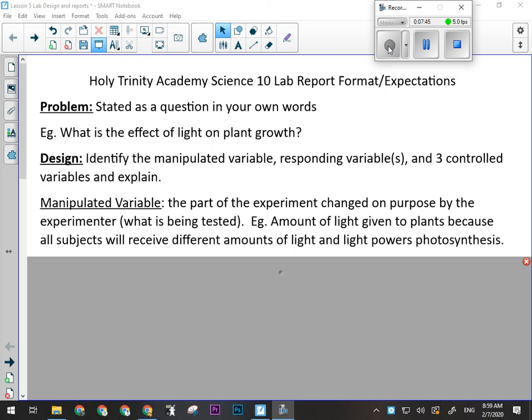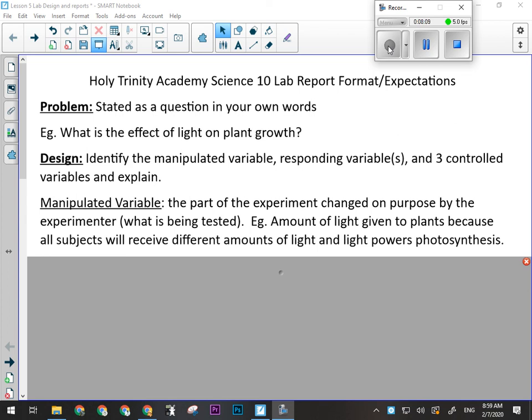Okay? If I'm testing, like beans, they grow pretty tall, pretty fast. Measuring their height might not be a bad idea. I could also take pictures of them and compare the pictures in more of a qualitative way. Or I could count and record the number of leaves that they grow over the course of a month or something like that. All of those could be ways to measure the responding variable.